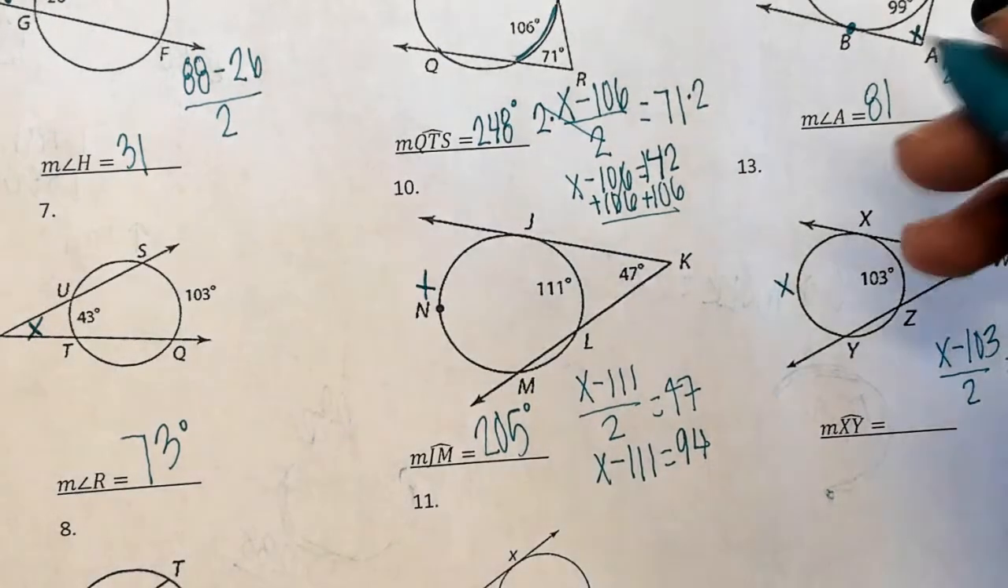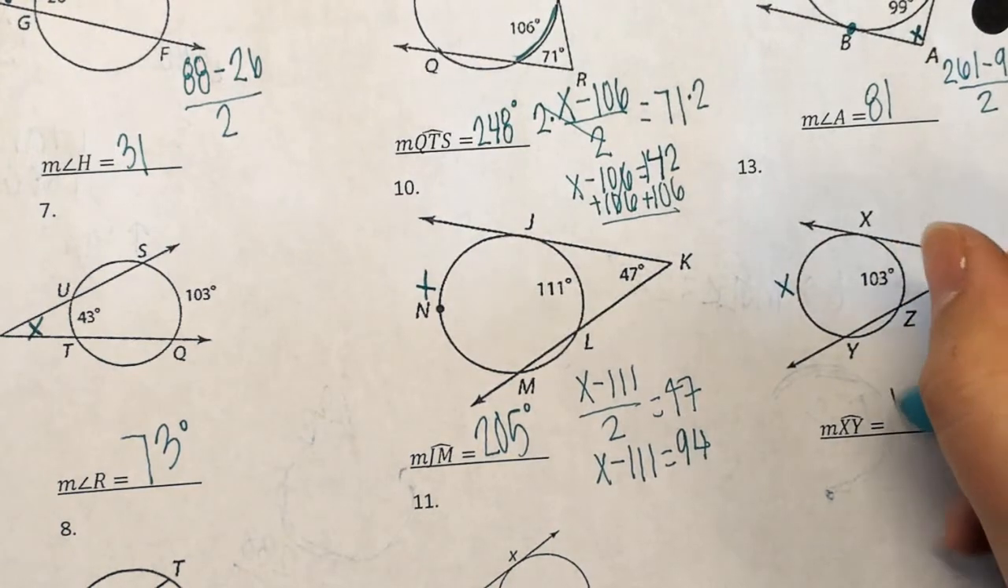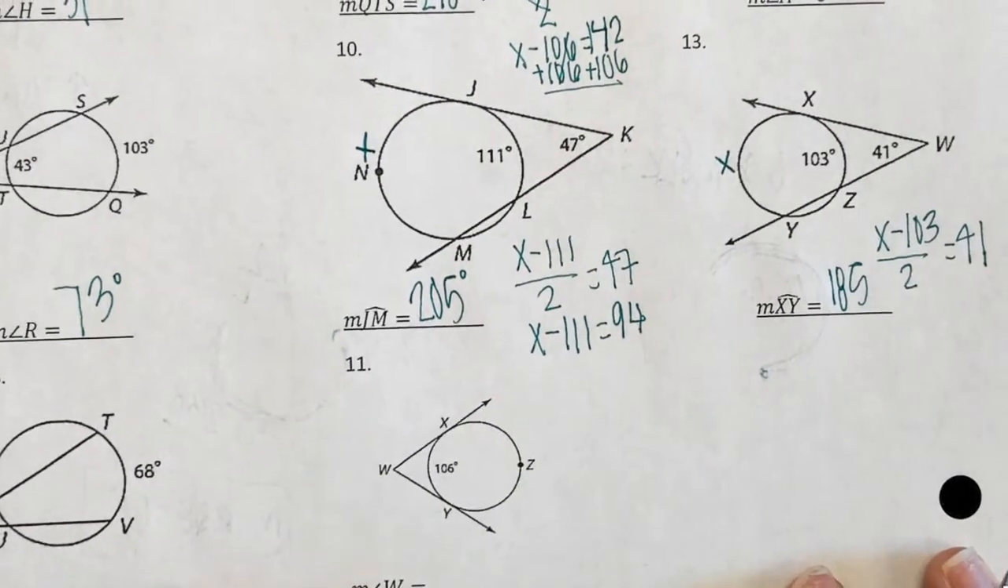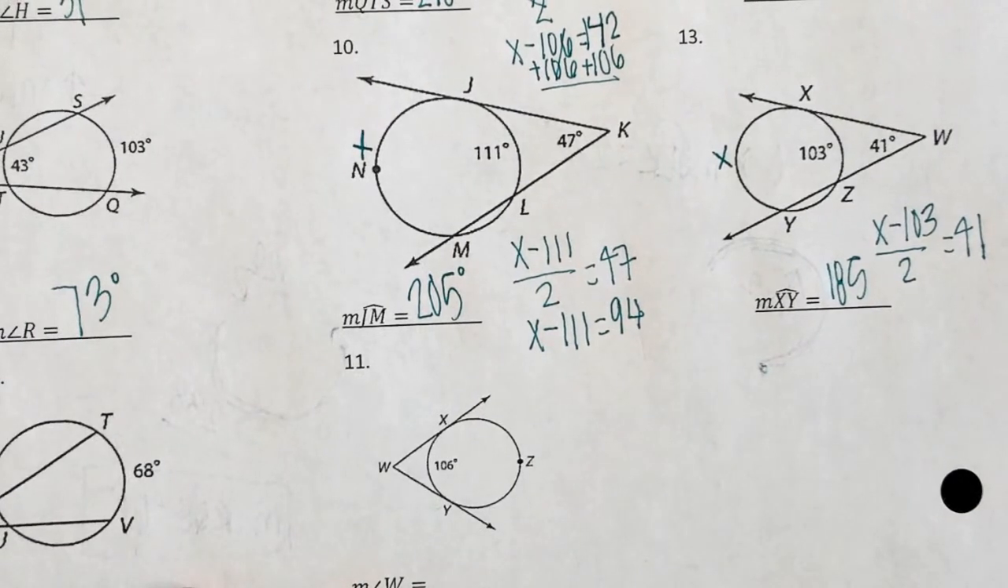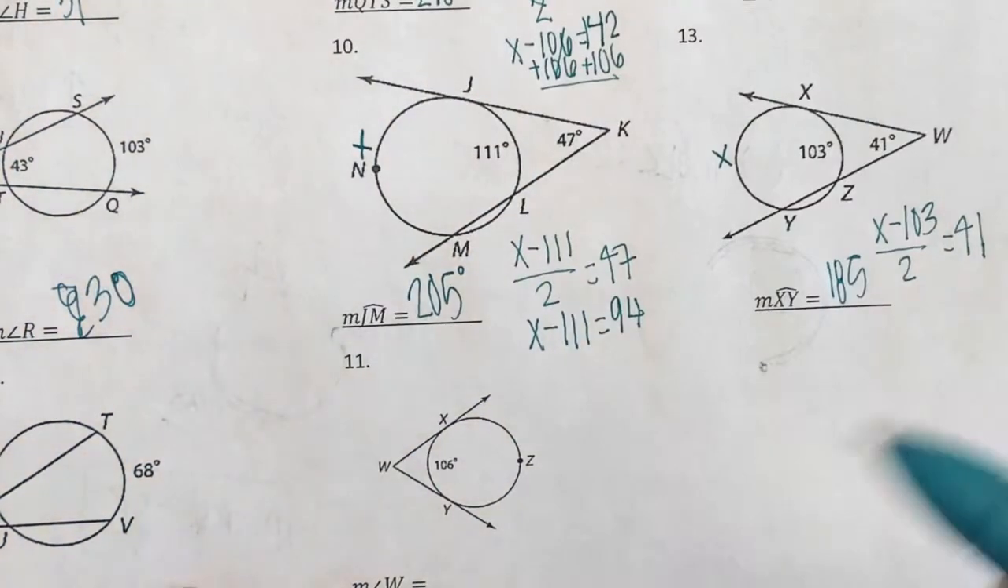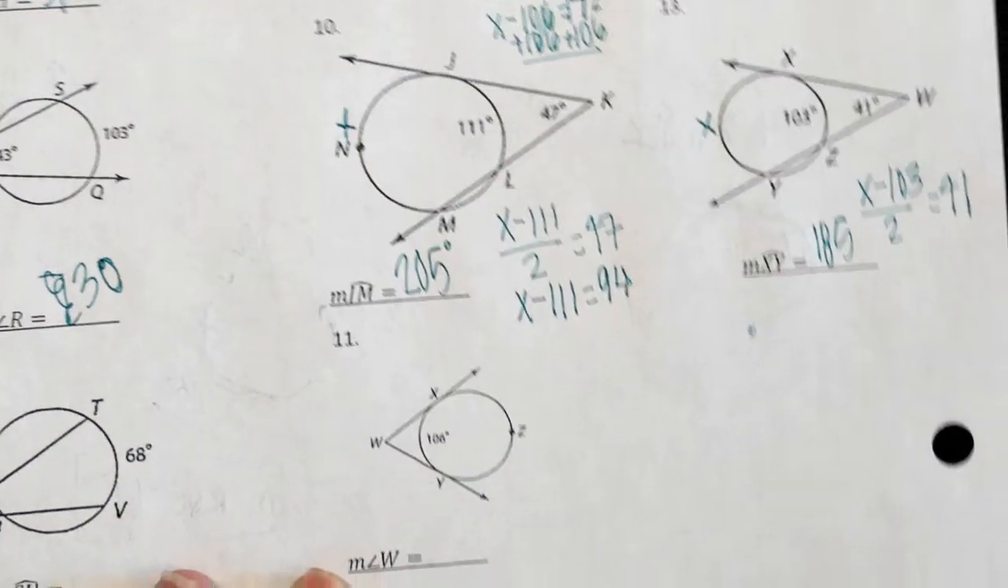Okay, let's check our answers. Did you get 73, 205, and 185? Uh-oh, okay. You got 30 for 7? Oh, I bet I added them. Yeah, it's 30. Sorry. The other 2 you got though?